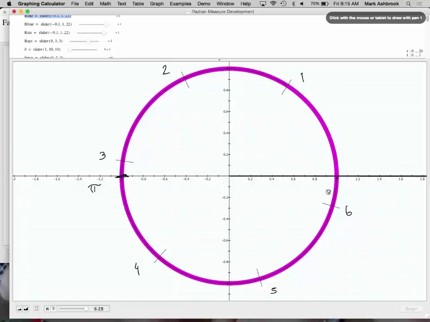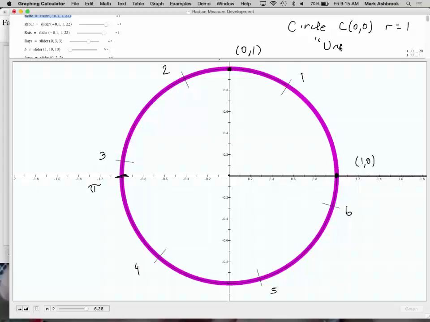So this is the point. What ordered pair is that right there on that circle? 1, 0. And the top of the circle? X is 0, Y is 1. And the center is 0, 0. So when you have a circle with center 0, 0 and radius 1, that's called the unit circle. Okay, the unit circle.